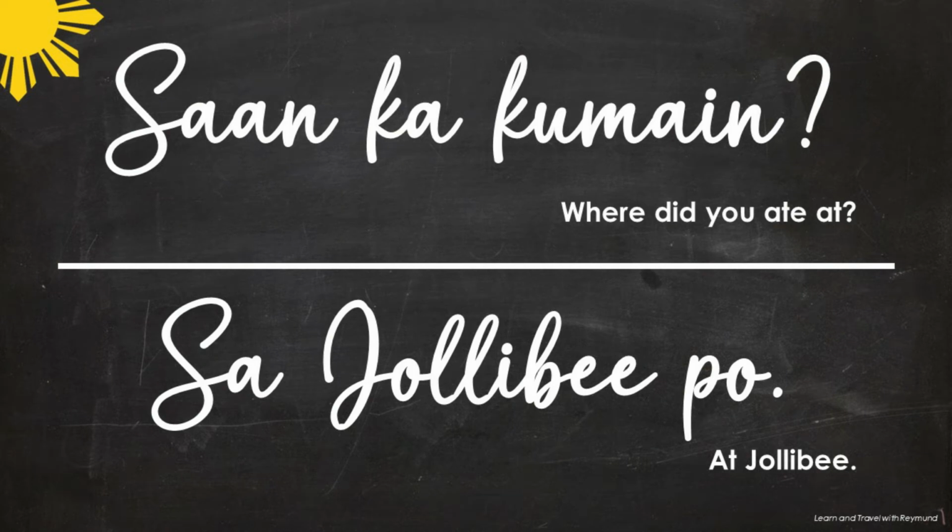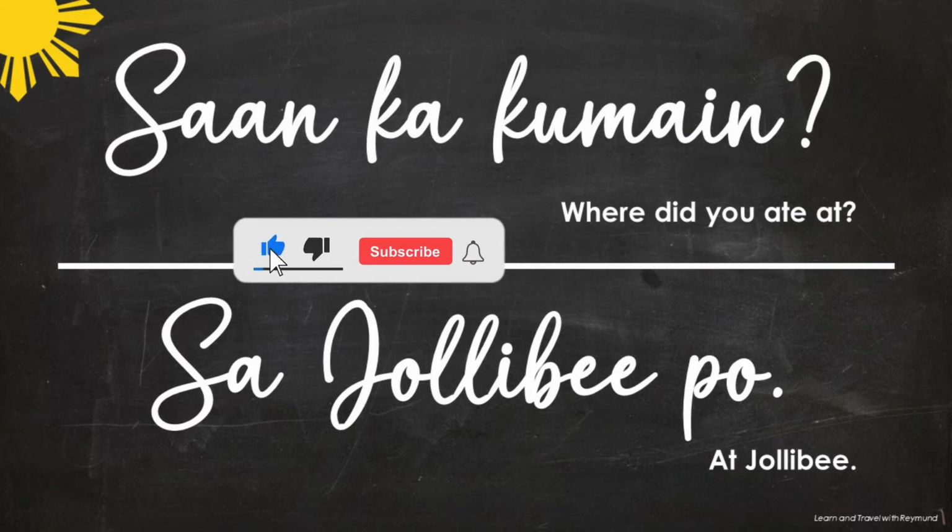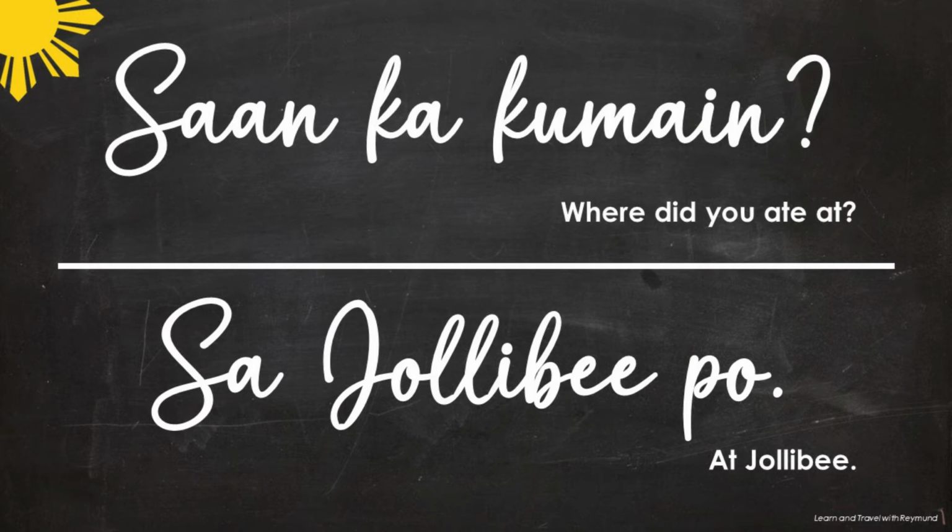Saan ka kumain? When we say kain, that is eat, or is related to eating. Kumain is past tense, it's ate. Saan ka kumain, or san ka kumain? So where did you eat? And then to answer, sa plus the location or the direction. Sa Jollibee po ako kumain, or just sa Jollibee po is already okay. Sa Mang Inasal po ako kumain, sa IHOP po ako kumain.